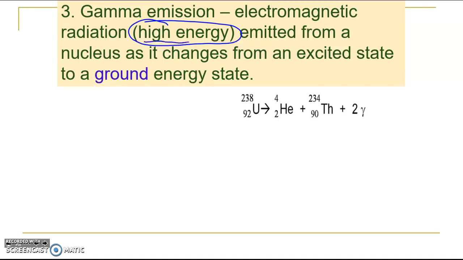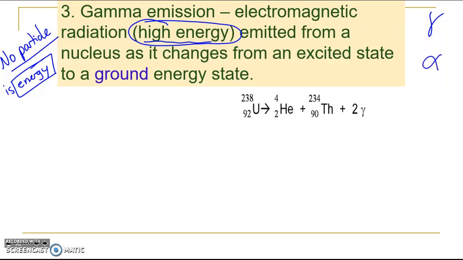But it is high energy, emitted from a nucleus as it changes from an excited state to a ground state. So with this one, I want you to write something. There is no particle. Physically, there's no particle, but there is energy, and that's what we're after, okay? Here's the symbol. It looks kind of like a letter Y, almost like an alpha particle that was flipped. It's got kind of like a little hook. We call that gamma. Almost like an R. And then remember that beta is like that.